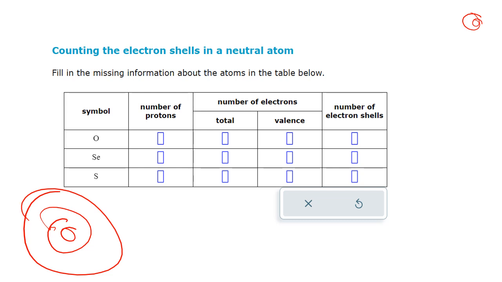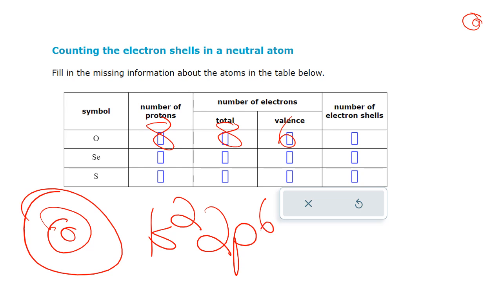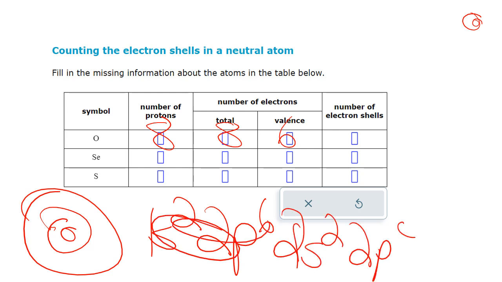So here, let's look at oxygen. Oxygen has 8 protons. Total number of electrons is 8. Valence electrons is 6. Number of shells. So if we do 1s2, 2s2, 2p4, we know that it only has 2 shells, because it only counts up to 2.